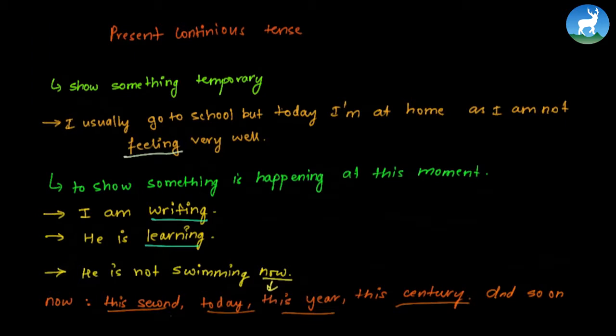That's something that's happening at this moment. So we use the present continuous tense. And here, if I say, "I'm speaking right now," it means this second. It can also mean today or this year. It differs according to the situation, to the sentence, but it usually means this second, today, this year, this century, this week, anything. "Now" refers to these phrases.